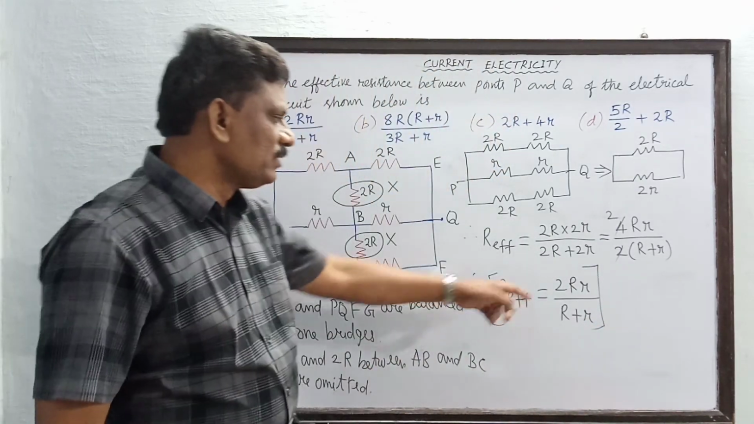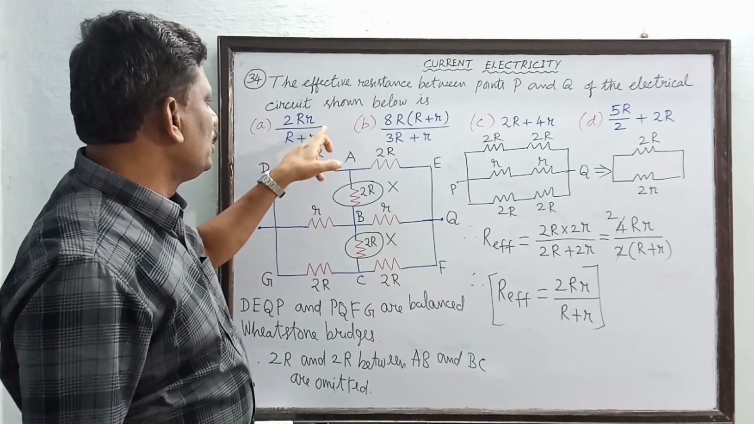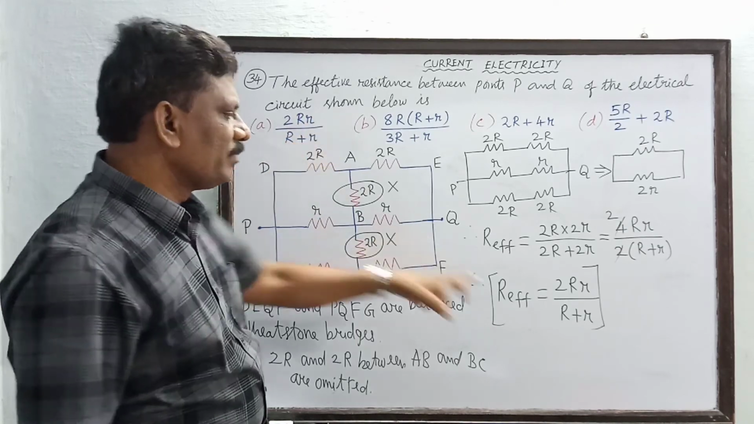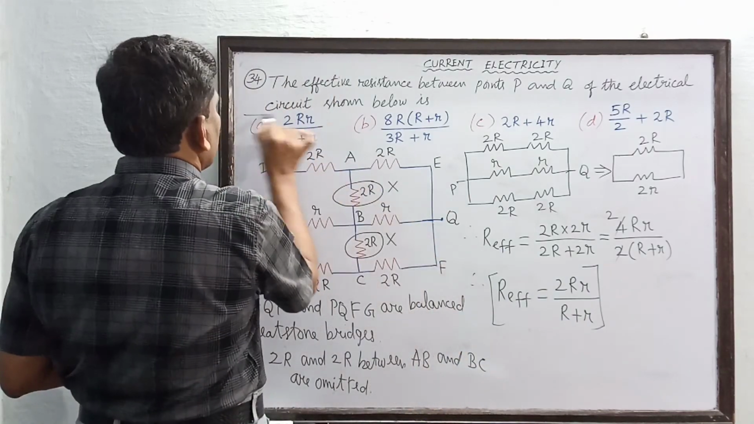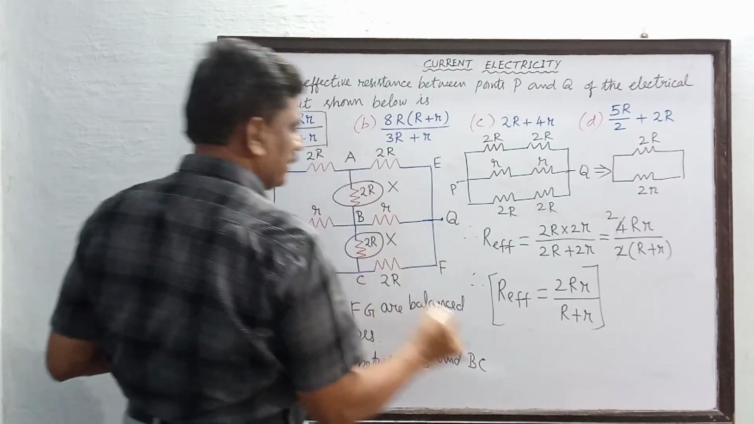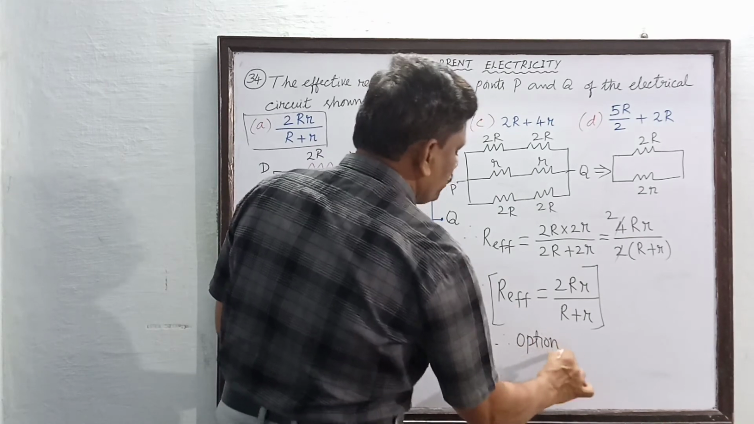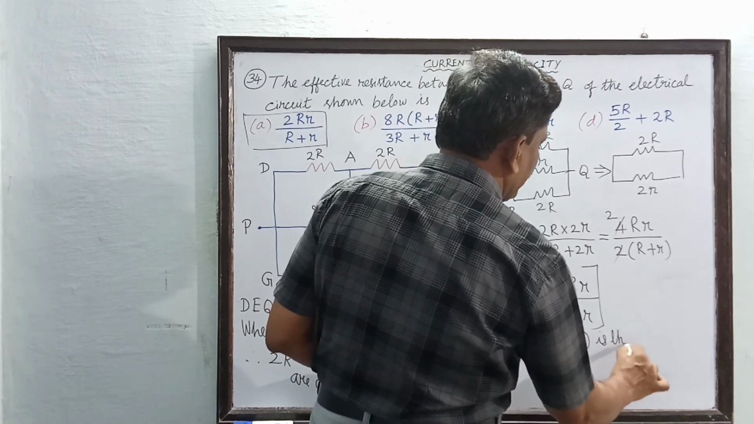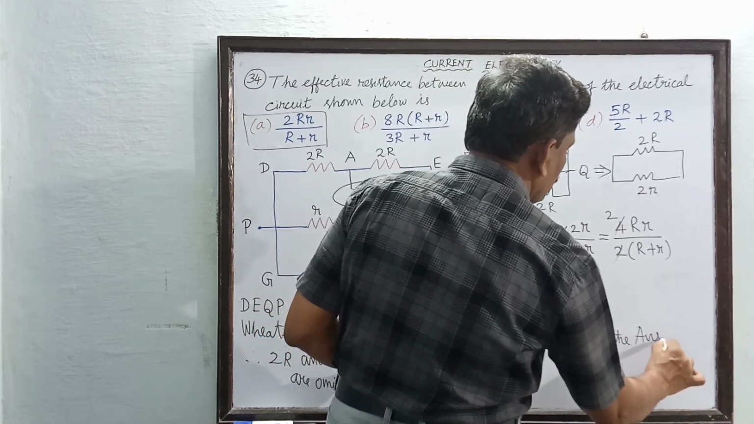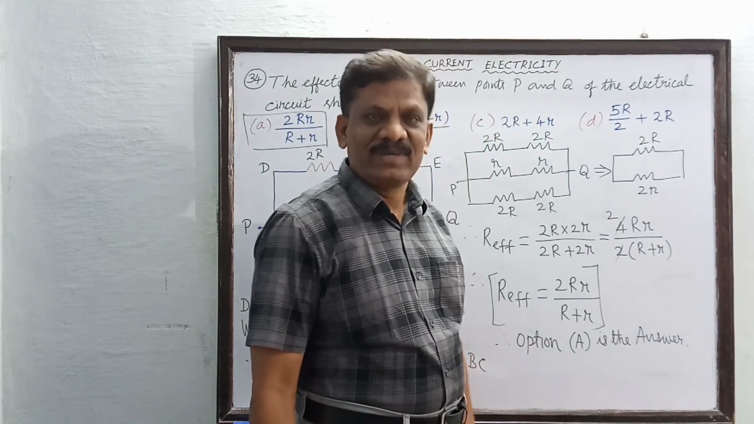Have you understood? Now you see which option is correct. Option A is 2 into capital R small r by R plus r. Therefore, option A must be the correct answer. I hope you have understood. Fine.